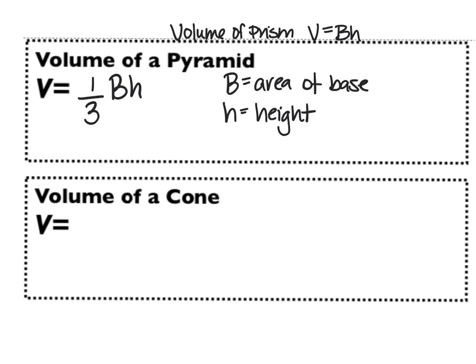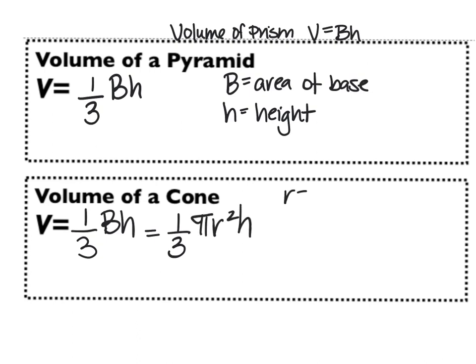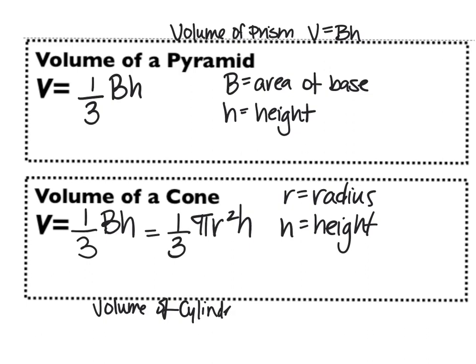Same thing with the volume of a cone. 1/3 area of the base times the height. What's convenient about a cone is that its base is always a circle. So you can write 1/3 pi r squared times the height, where r is the radius and h is the height. And keep in mind that that volume of a cylinder was area of the base times the height, which is actually pi r squared times the height. So all we're doing is multiplying that by 1/3, because a cone is 1/3 of a cylinder. Pyramid is 1/3 of a prism.